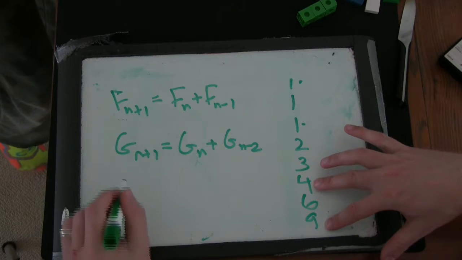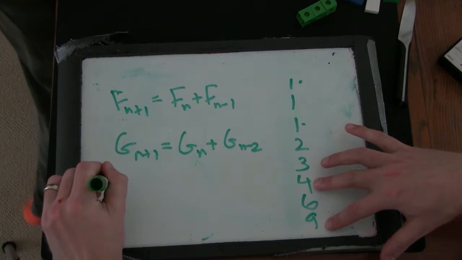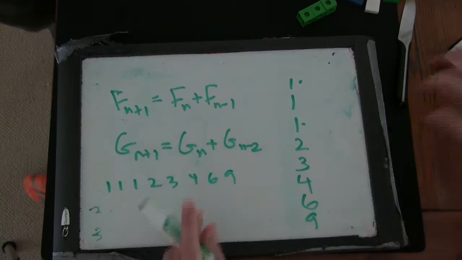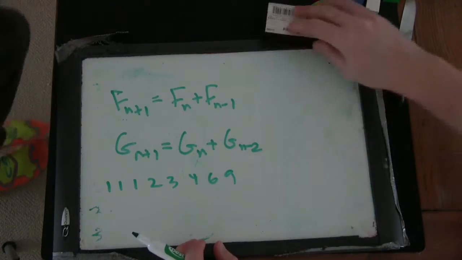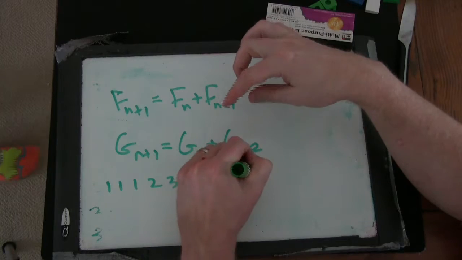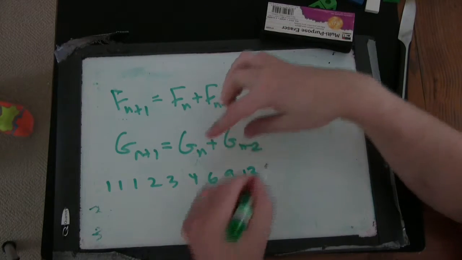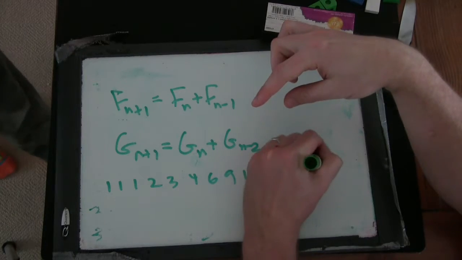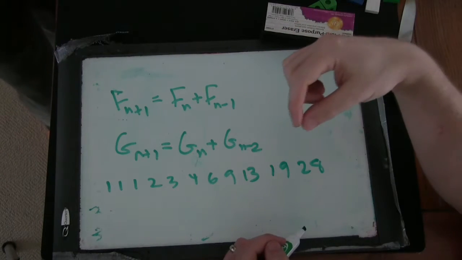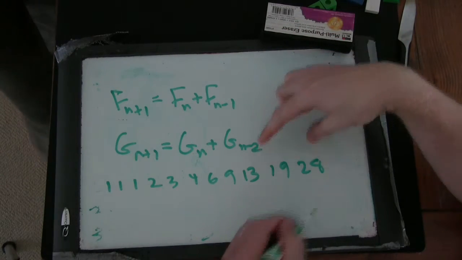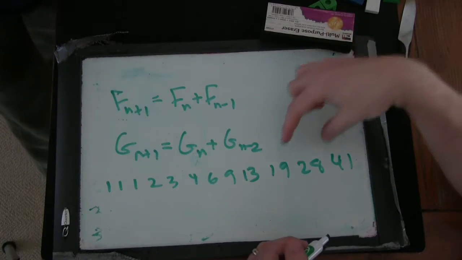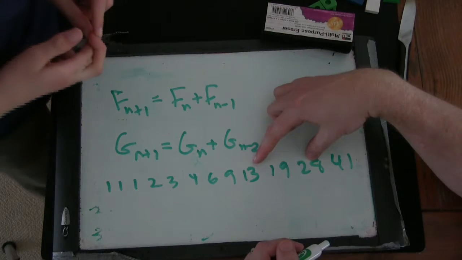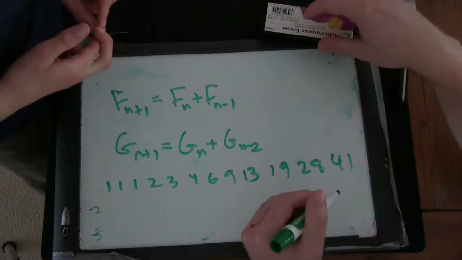Here, let me write them across here. 1, 1, 1, 2, 3, 4, 6, 9, 13, 19, 28, 41, then you have 60.